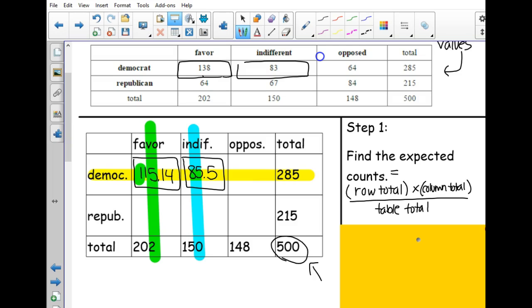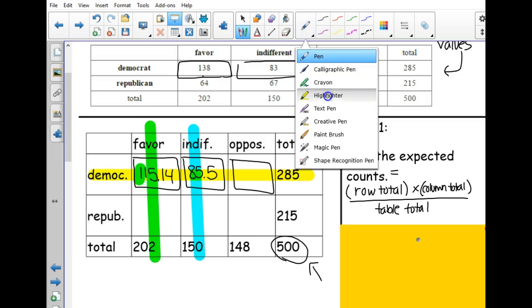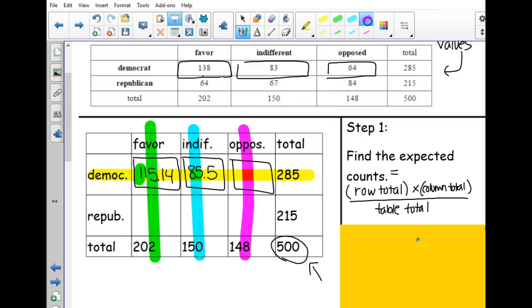Let's do it one more time together, and then I'm going to have you find the bottom row, just to practice to make sure you have it down. So now I know the observed value for Democrats who are opposed to the tax reform bill is 64. To figure out the expected, I need to take my row total, 285, times my column total, 148, divided by my table total, 500, and I get 84.36.